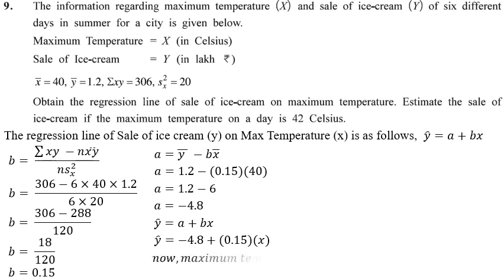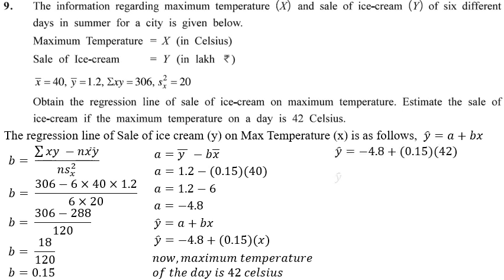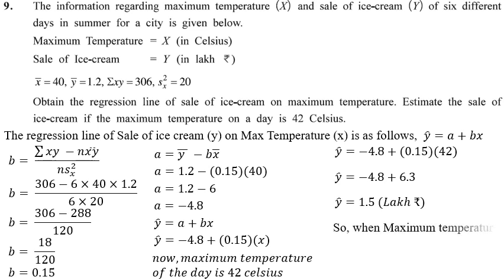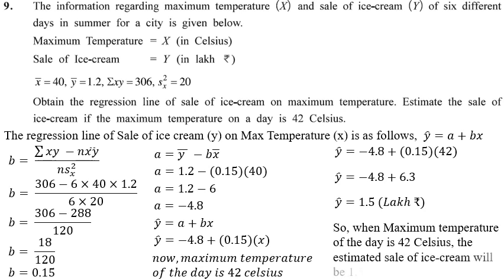Now, you have to estimate the sale of ice cream for the maximum temperature of the day at 42 Celsius. So, you will take the value of x as 42 Celsius and put it into the equation. That will get you negative 4.8 plus 0.15 into 42. So multiply the 0.15 with 42 to get 6.3. Add it into negative 4.8 to get 1.5, which will be in lakh rupees. So if you write a statement: when the maximum temperature of the day is 42 Celsius, the estimate of the sale of ice cream will be 1.5 lakh rupees.